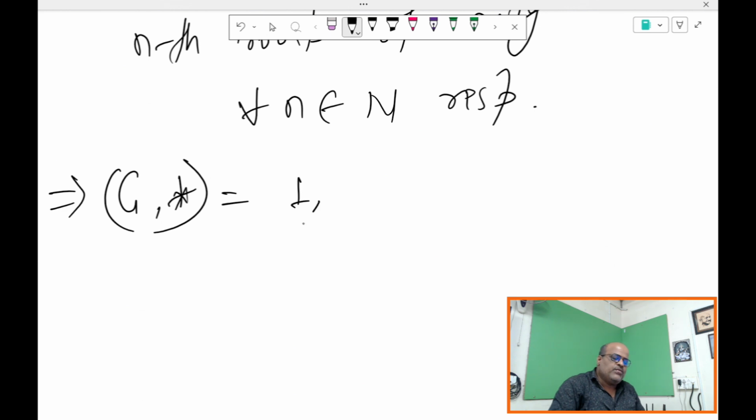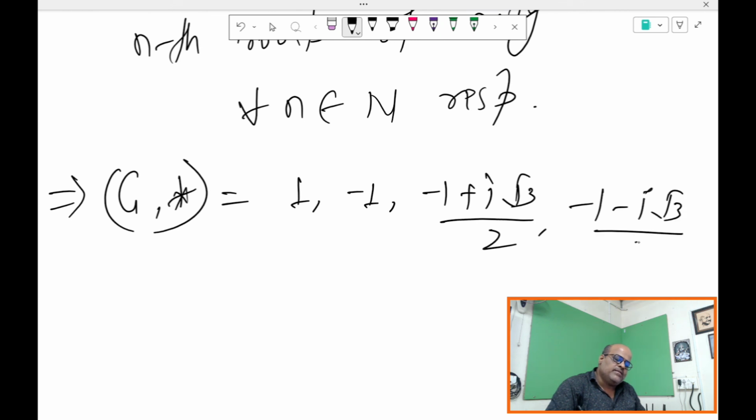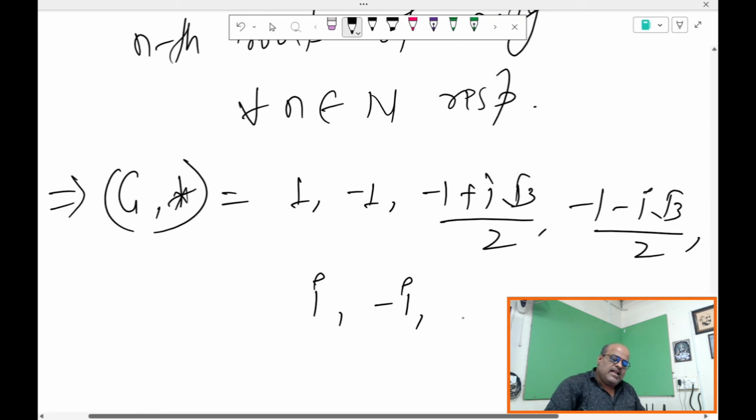1 root of unity means 1. 2 root of unity means 1 and minus 1. So 1 I already have, minus 1. Cube root of unity means 1, omega, omega square. 1 already have; omega means minus 1 plus i root 3 by 2, and omega square is minus 1 minus i root 3 by 2. Fourth root of unity means 1, minus 1, i, minus i. So 1 and minus 1 already have, i, minus i. Like that fifth root of unity, sixth root of unity, everything will be collected.